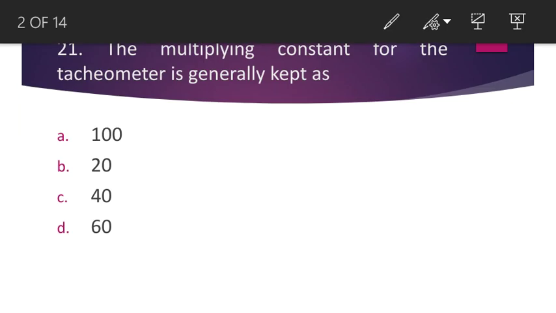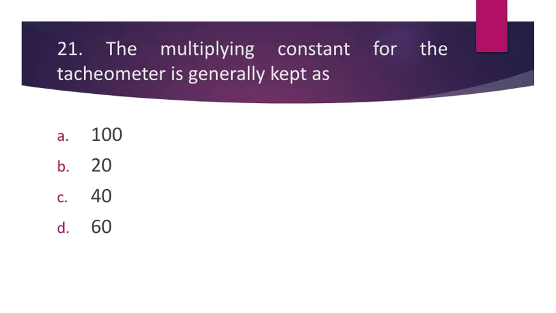21st question. The multiplying constant for the tachymeter is generally kept as: options A 100, B 20, C 40, D 60. The multiplying constant for the tachymeter is option A, 100. 100 is the correct answer.